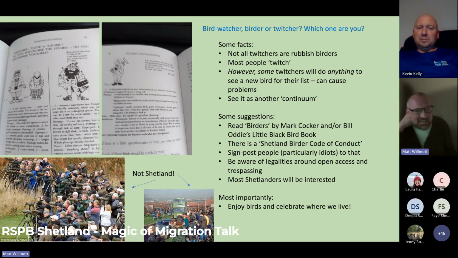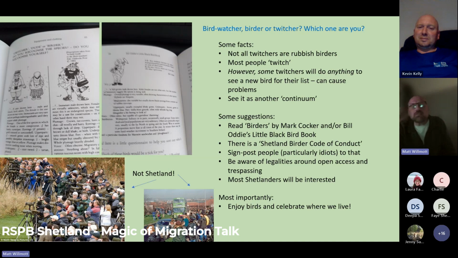And those pictures down with the crowds of people, I've just put in there. That's not Shetland. The picture on the bottom left was actually an eastern crowned warbler in Durham in northeast England about 10 years ago, and the one at the bottom right, I think I might be in that picture, was for a golden-winged warbler in Kent in 1989 when it actually stopped the bus. There were about 3,000 people there, so that did cause a problem.